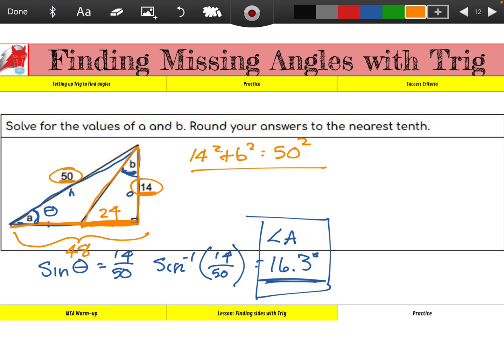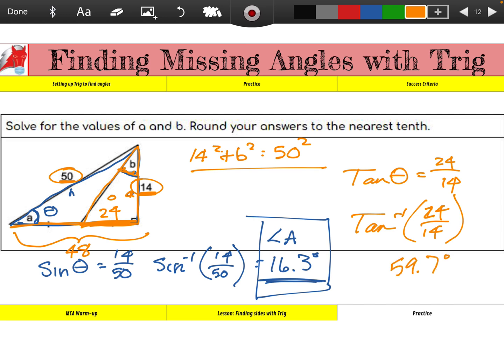Now I've got enough. I have to do it in terms of this angle, which means it's opposite and adjacent. So that's tan. Tangent of theta, or B, is 24 over 14. So remember, I'm taking tan inverse of 24 over 14. What do we get? Ooh, 59.7 degrees, and that's angle B.